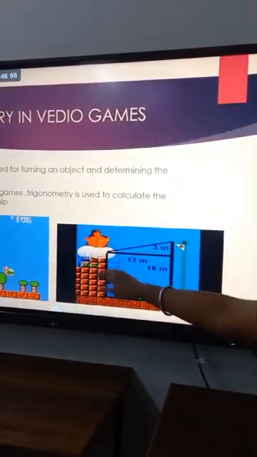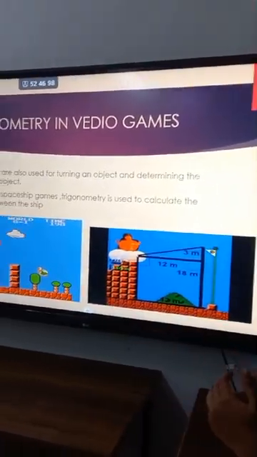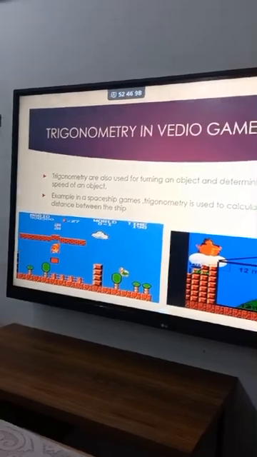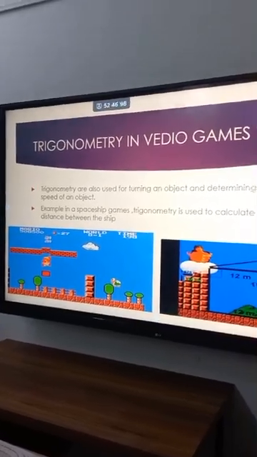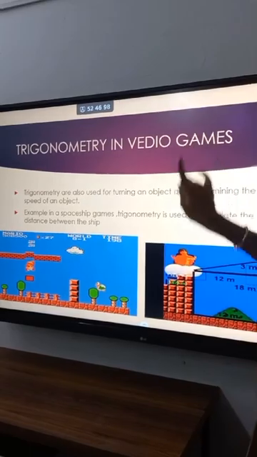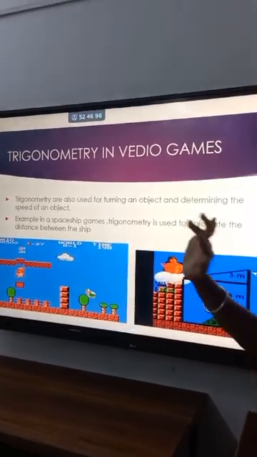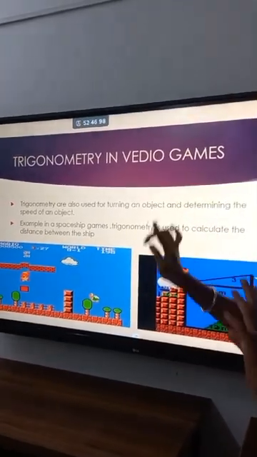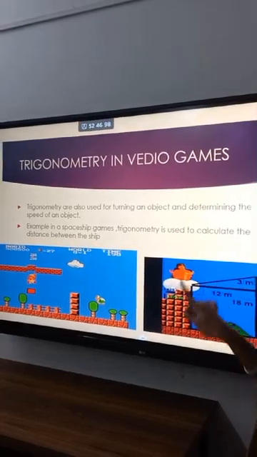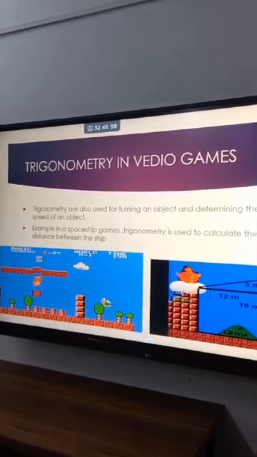Here we can see, we have also played many games like Super Mario Bros. So many have played, right? Like it will jump in a parabola. So it will take a parabolic path in which it will be collecting the coins whenever you are jumping like this. So it is based on trigonometry applications.